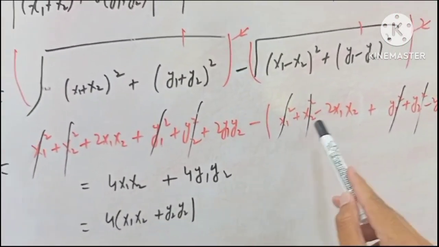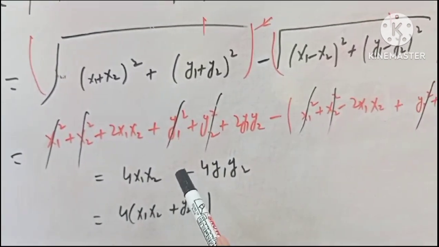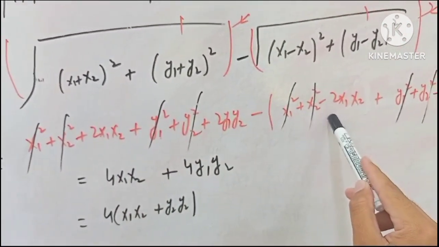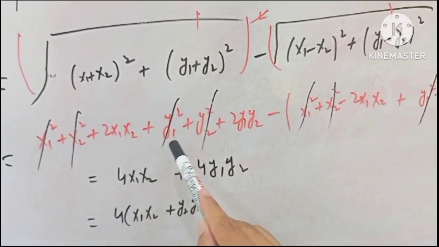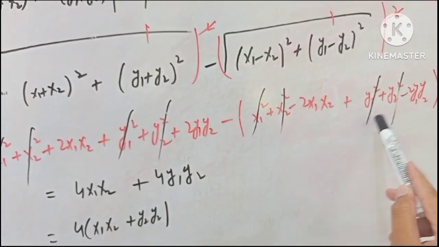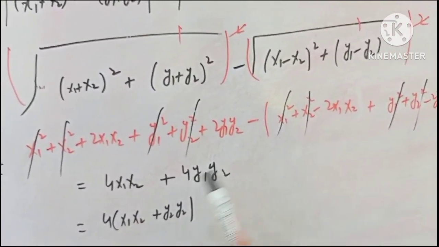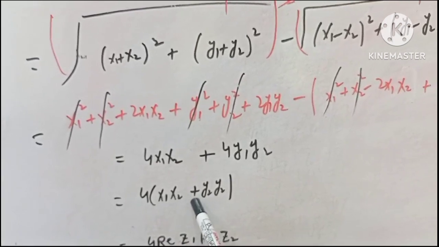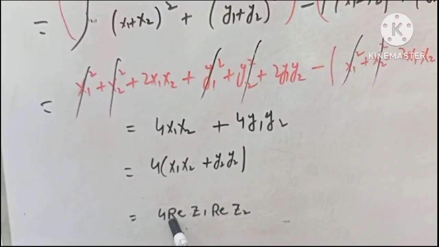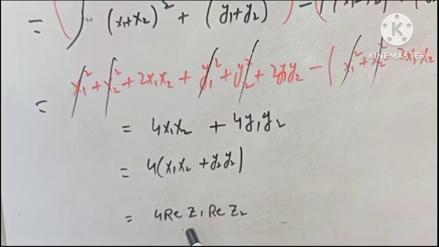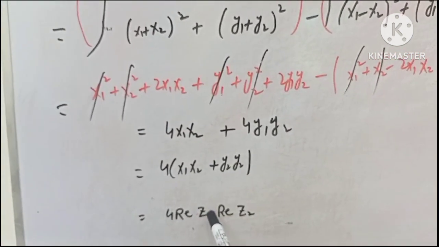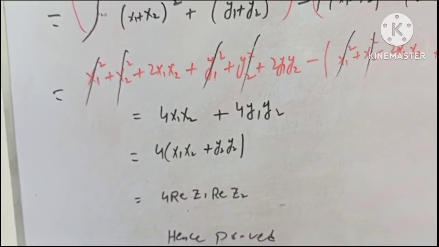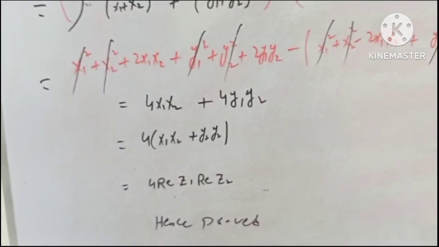As this sign changes all the signs within the brackets, these are cancelled, and 2x1x2 here, minus minus plus, 2 and 2 make 4x1x2. Similarly 2y1y2 here, minus minus plus, 2 and 2 make 4y1y2. We can write, taking 4 common, 4 times (x1x2 plus y1y2). So here x1 is the real part of z1 and x2 is the real part of z2, which is equal to the right hand side, hence proved.